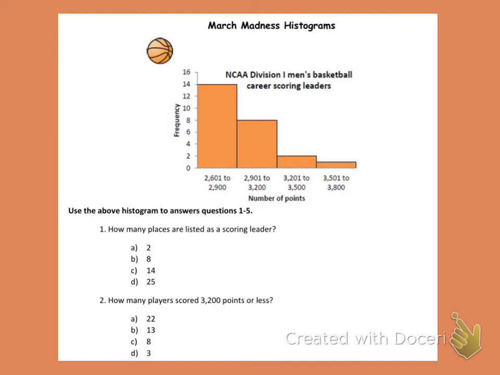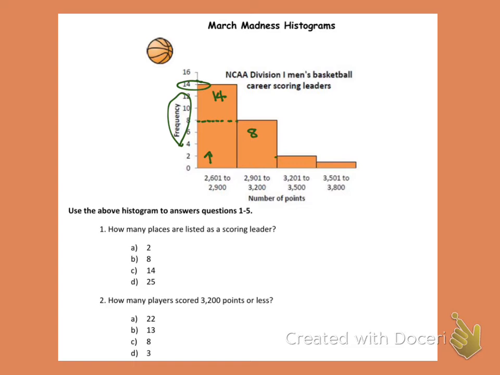It says to use the above histogram to answer questions 1 through 5. Number 1 says, how many players are listed as a scoring leader? For this, we would look at our frequency to see how many are recorded. In this interval we can see a total of 14. In this interval, it stretches all the way to 8, so there's a total of 8.